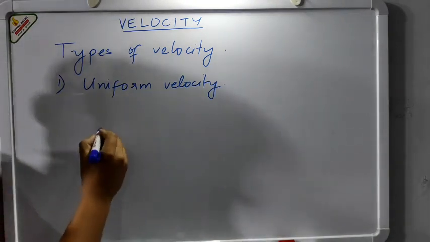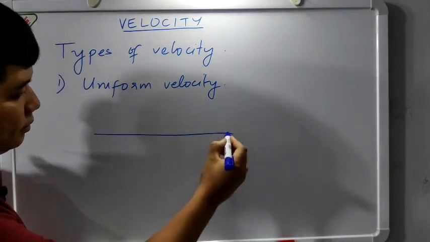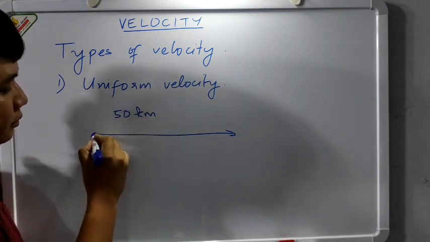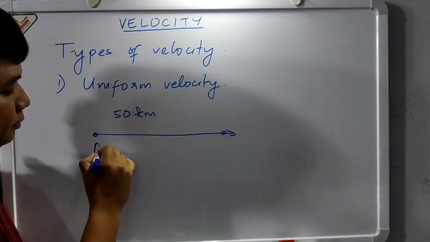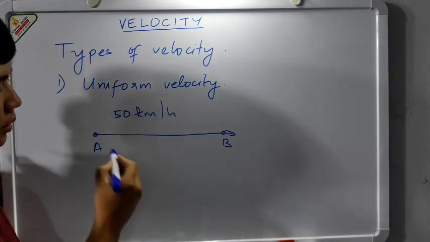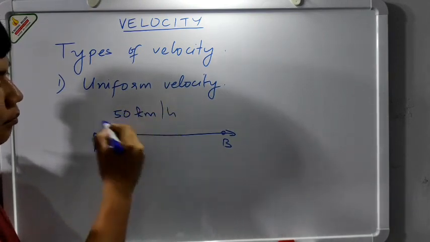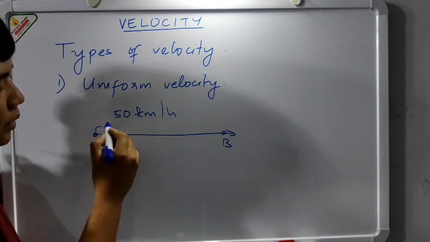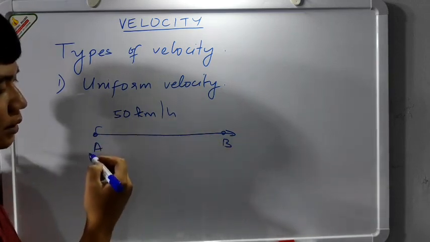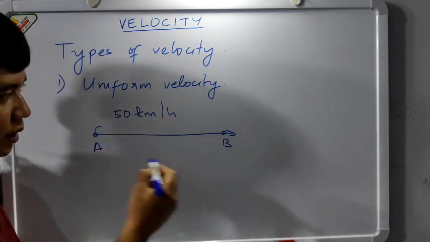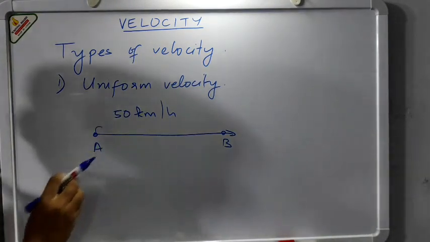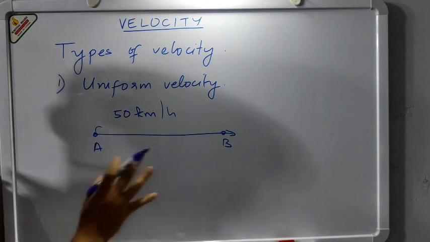For example, consider a car moving with a velocity of 50 km per hour from point A to B in a straight line. The velocity of the car is uniform velocity. The example is not the car, it's the velocity.